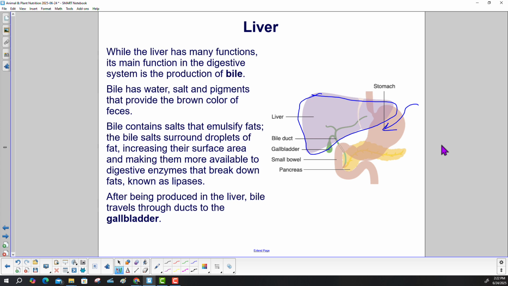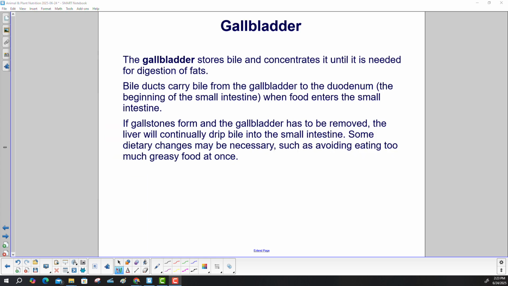After being produced in the liver, bile travels through ducts to the gallbladder. And right here is your gallbladder. The gallbladder stores bile and concentrates it until it is needed for digestion of fats. Bile ducts carry bile from the gallbladder to the duodenum, which is the beginning of the small intestine, when food enters the small intestine. If gallstones form and the gallbladder has to be removed, the liver will continually drip bile into the small intestine. Some dietary changes may be necessary, such as avoiding eating too much greasy food at once.